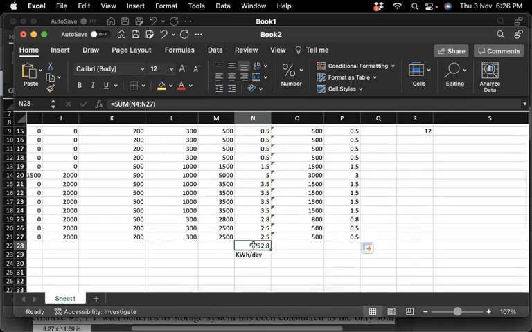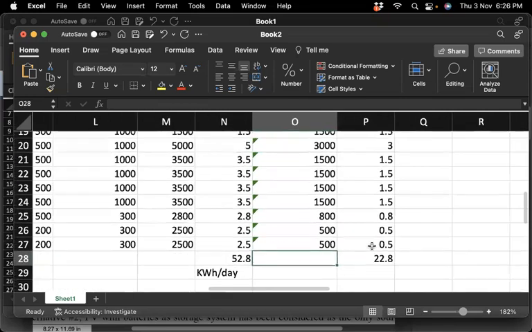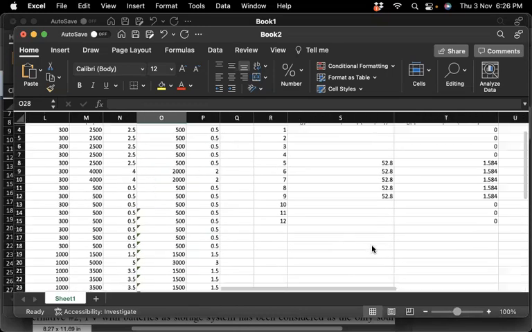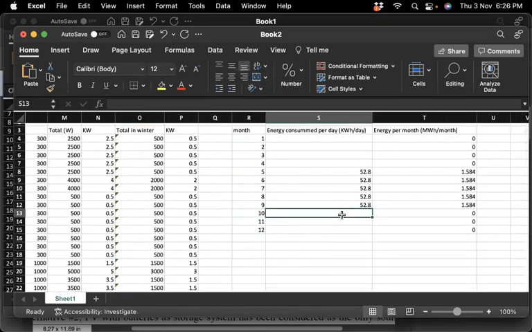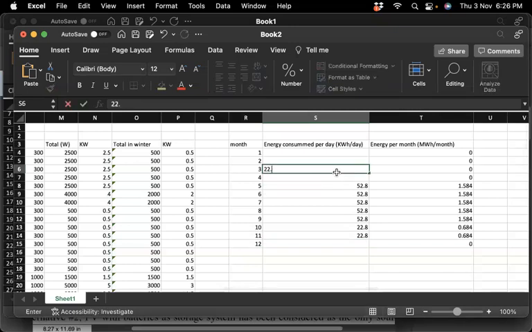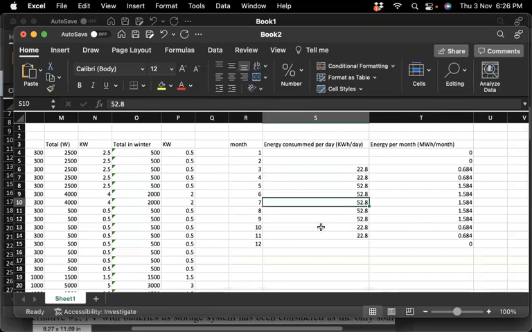And similarly, my dear students, you can have this number. We don't need this. So now it's only 22.8 kilowatt hours per day on average. So let's say in October, 22.8, this, and this is also 22.8. Okay, and let's say also in March and April, 22.8 and 22.8.